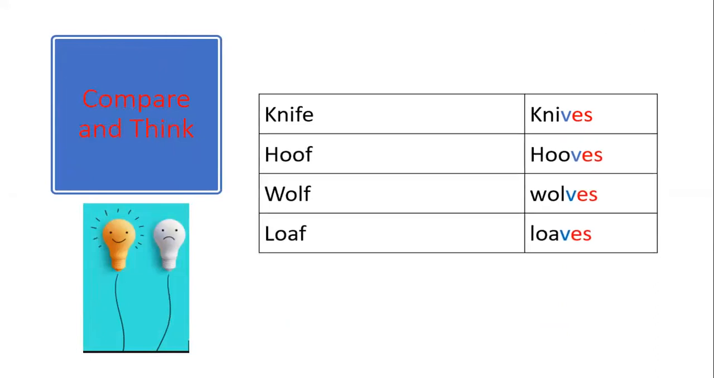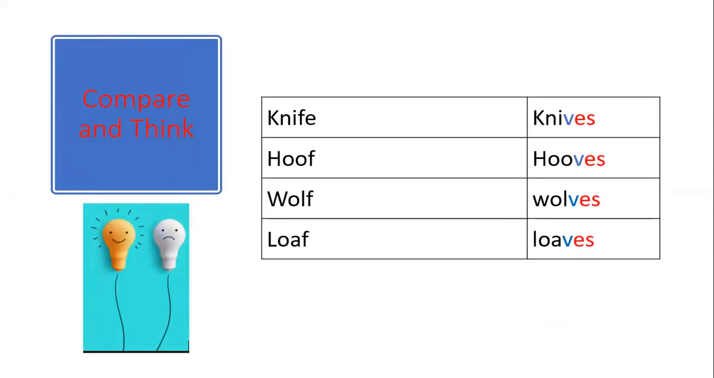Let's now go to this. We have knife, knives, hoof, hooves, wolf, wolves, loaf, loaves. The third rule: any word that ends with F or FE, how to make a plural? We should change F into V, E, S.